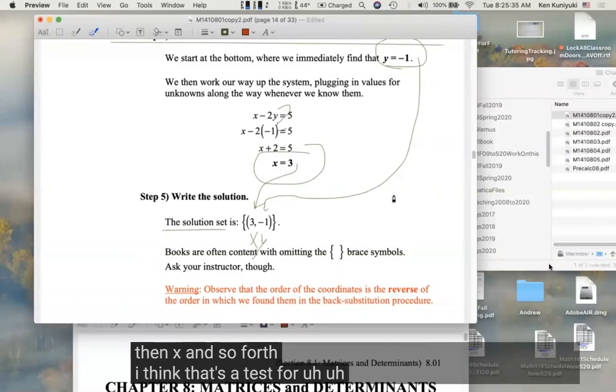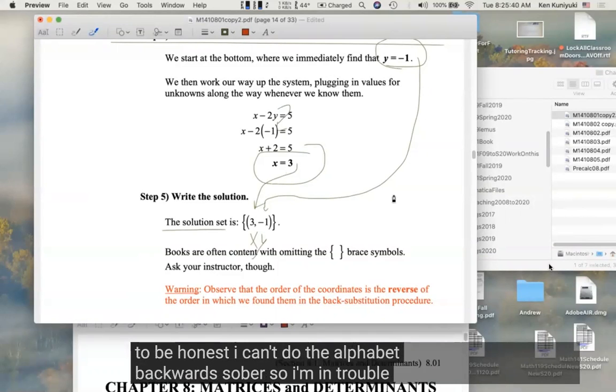I think that's a test for road competency. To be honest, I can't do the alphabet backwards sober, so I'm in trouble.